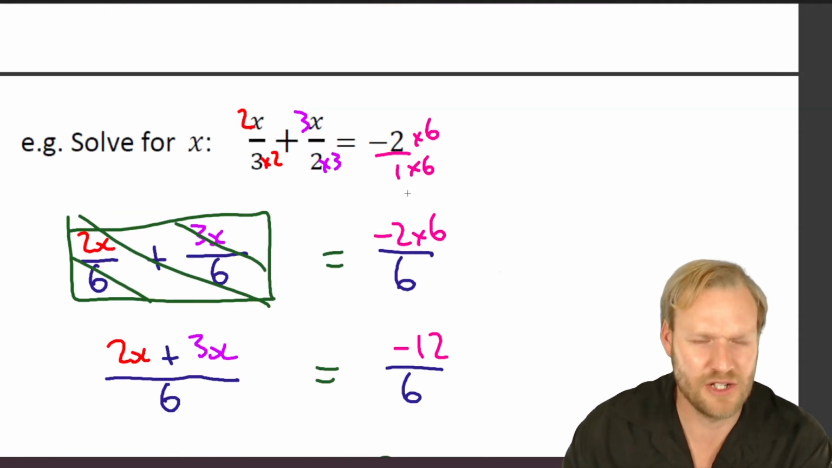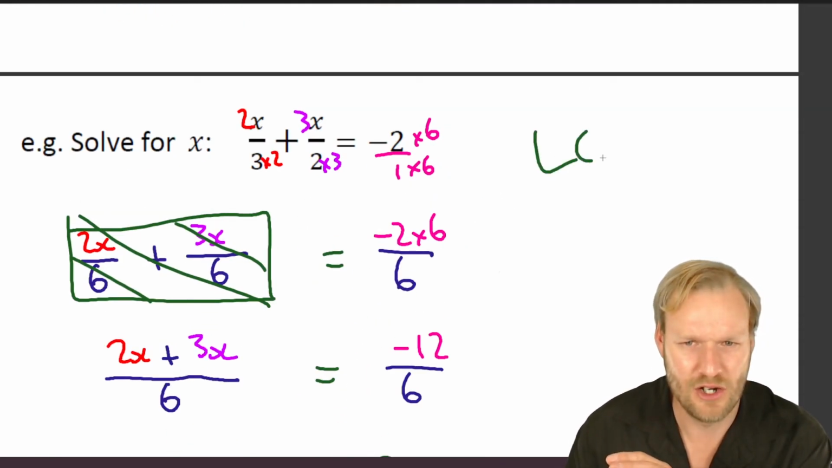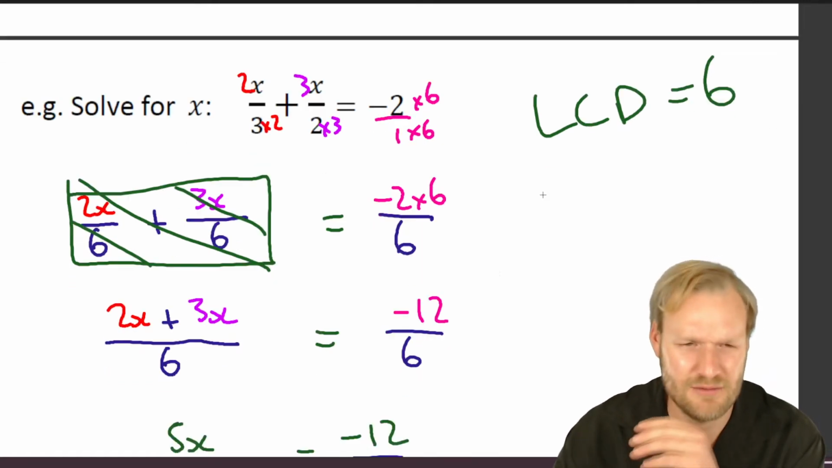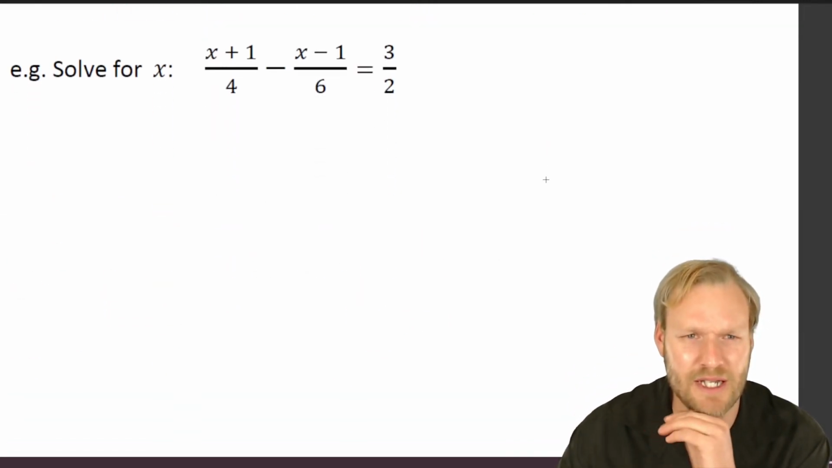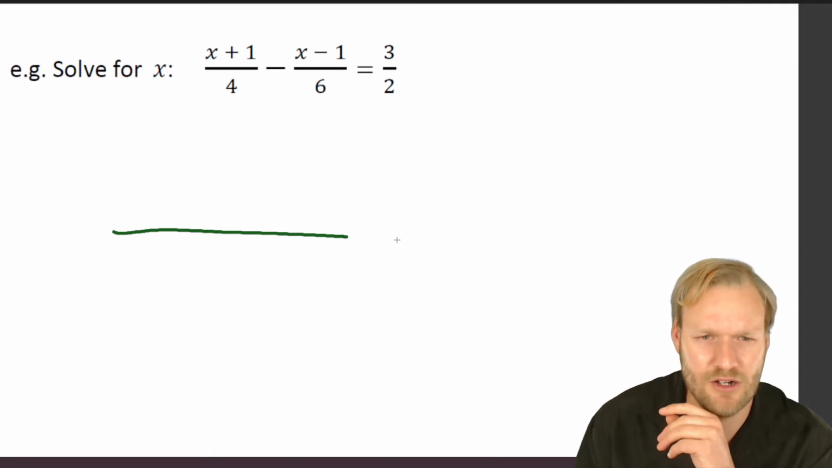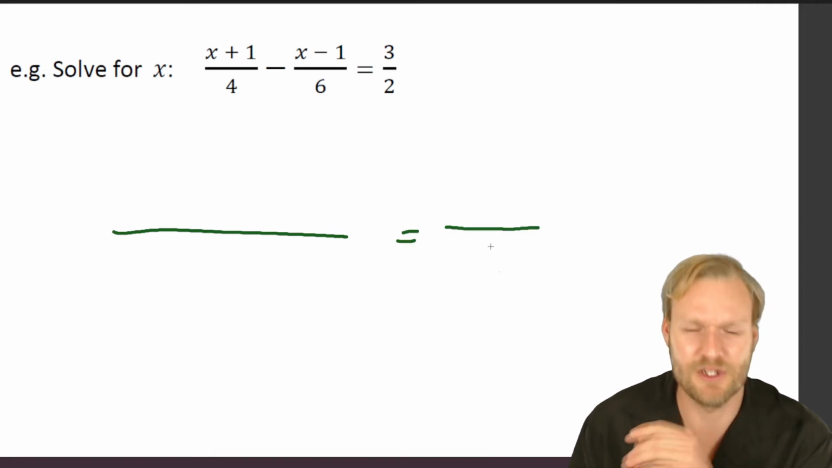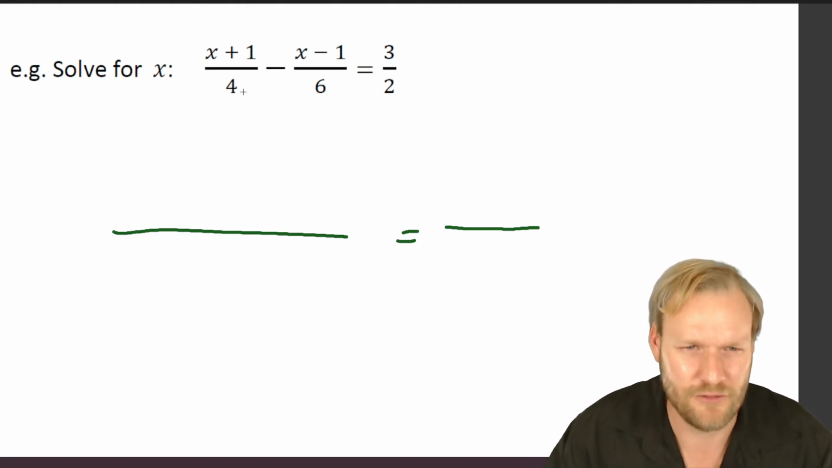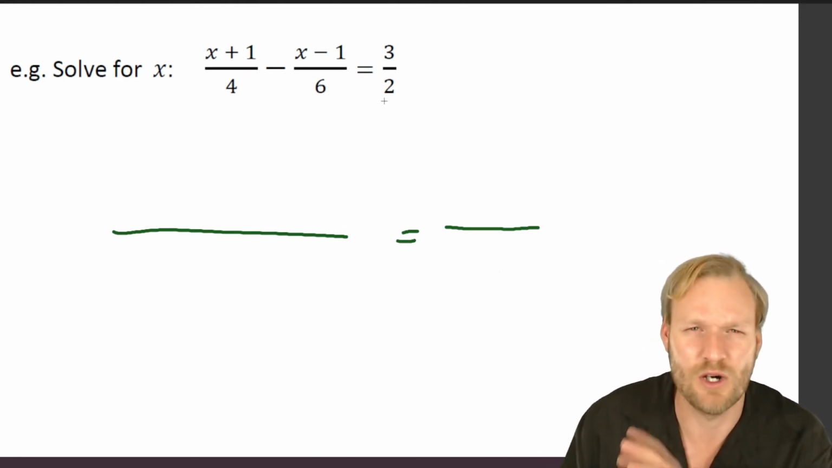Okay, so our logic in this case was to use that lowest common denominator, which in this case was 6. Okay, so let's see how that helps us with something like this question. We've got denominators of 4, 6, and 2. So we're going to write this whole side over a lowest common denominator. So the lowest common denominator for 4, 6, and 2 is what?